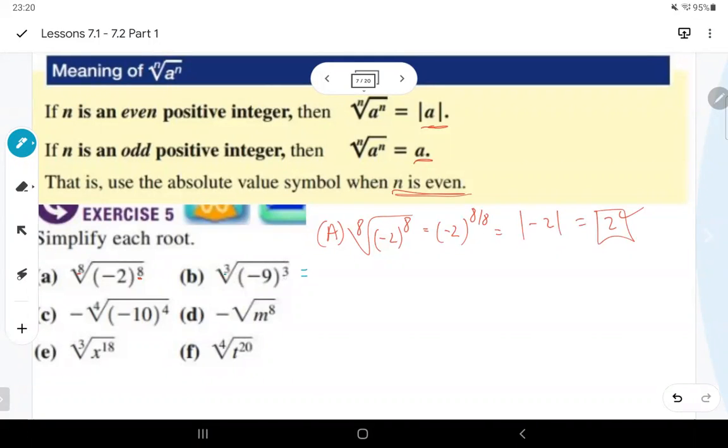Here we have odd integer or odd index and exponent. So we could go straight to -9 to the 3 over 3, which is just actually -9 because we are dealing with an odd set.